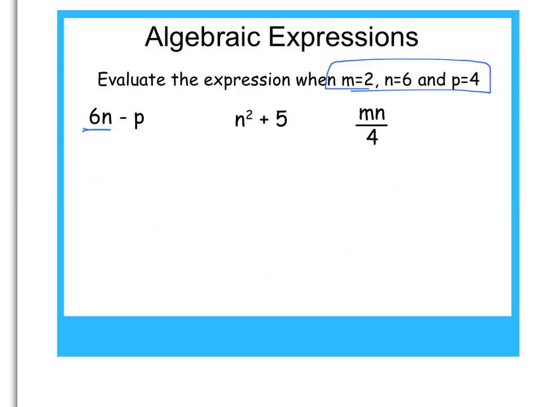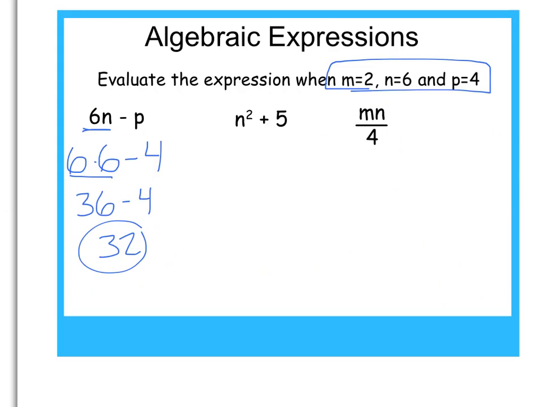Okay, so we're going to take 6 times n, and n is 6. Okay, so 6 times 6 minus p, which is 4. Following order of operations, I am going left to right. This is 36 minus 4, which is 32. All right, this one says n squared plus 5, which is 6 squared plus 5. 6 squared is really 6 times 6, which is 36, plus 5 is 41.